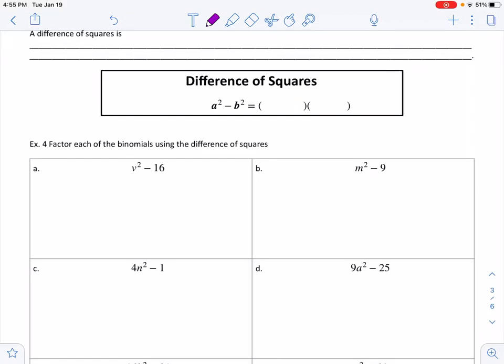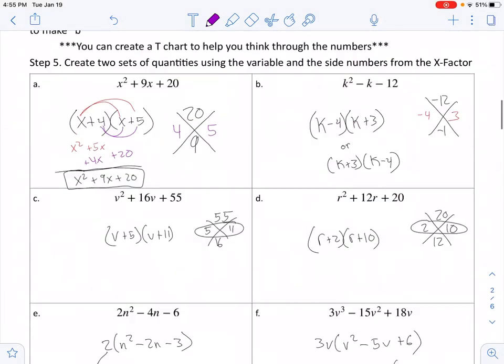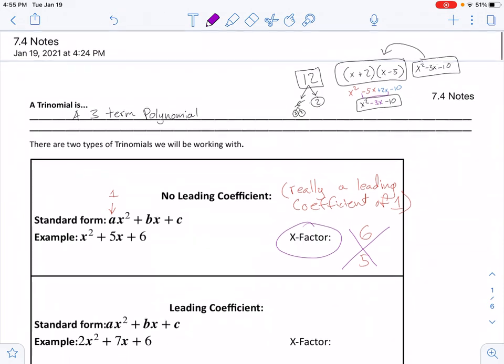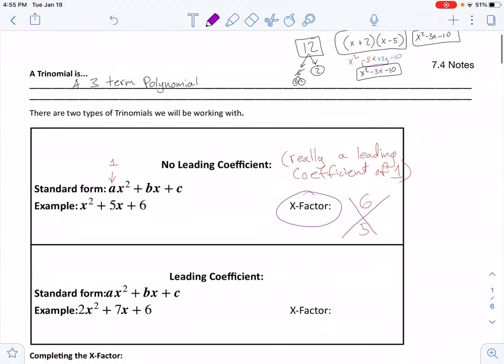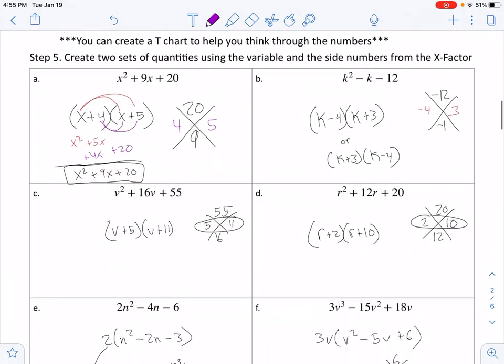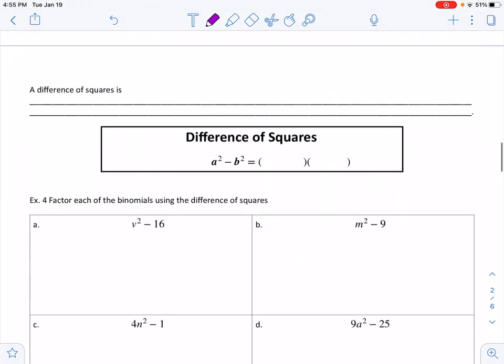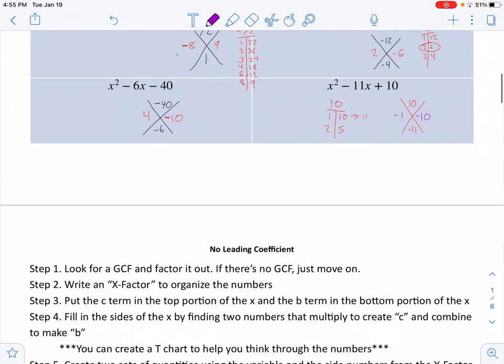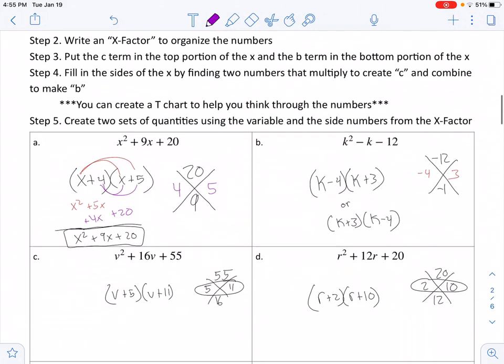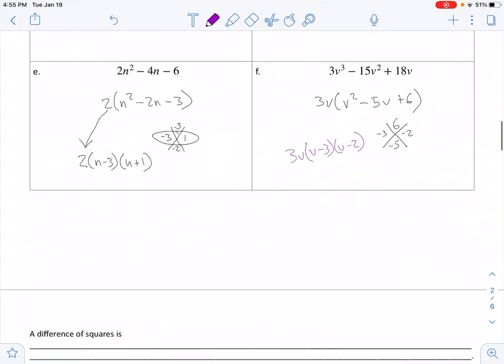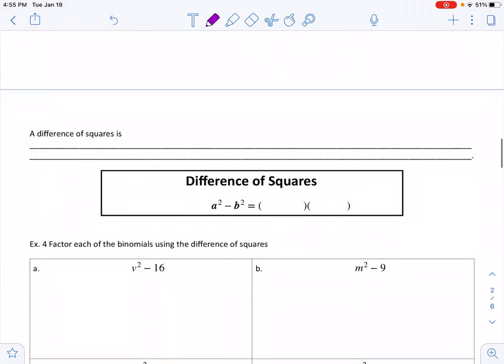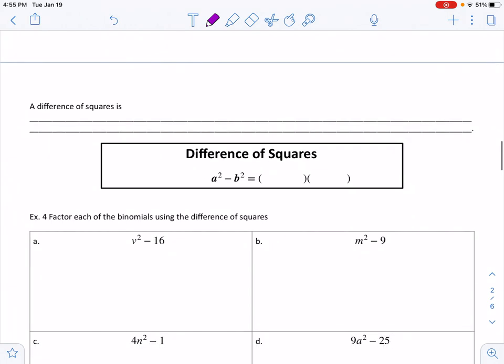All right, we are continuing with 7.4. So in the last video, we learned about factoring a trinomial with no leading coefficient. And that was from filling in the x factor, and then you take those numbers and you fill them in. There is a special case of trinomial that actually ends up becoming a binomial. And we call this special case the difference of squares.